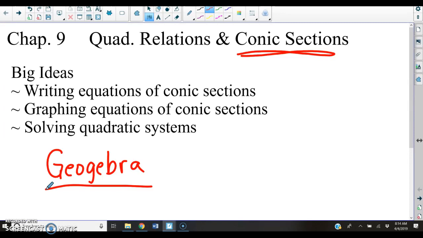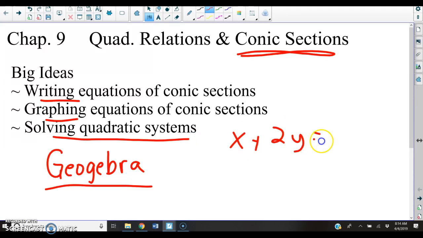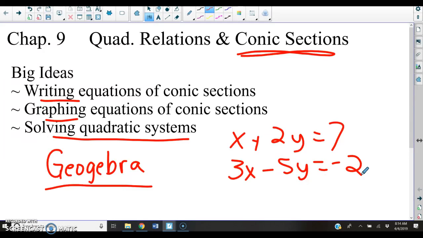Okay, in this section, we're going to be writing equations of conic sections. We're going to graph them, and we're going to solve quadratic systems. So instead of solving linear systems like x plus 2y equals 7 and 3x minus 5y equals -2, we're going to solve those that have x squared or y squared or both.